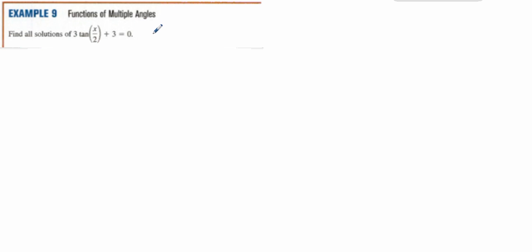Okay, let's go ahead and write this problem down in our notes. We're going to find the solutions, or all the solutions, of 3 times tangent of x over 2 plus 3, and that's equal to 0. So the first thing we want to do is rewrite this without the multiple angle. And we're going to use a simple u substitution.